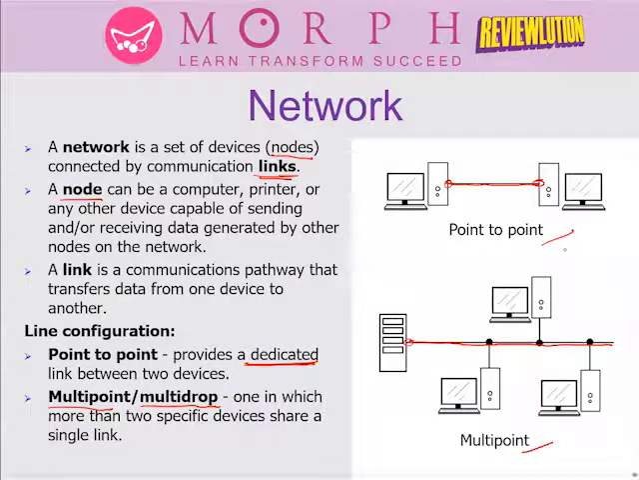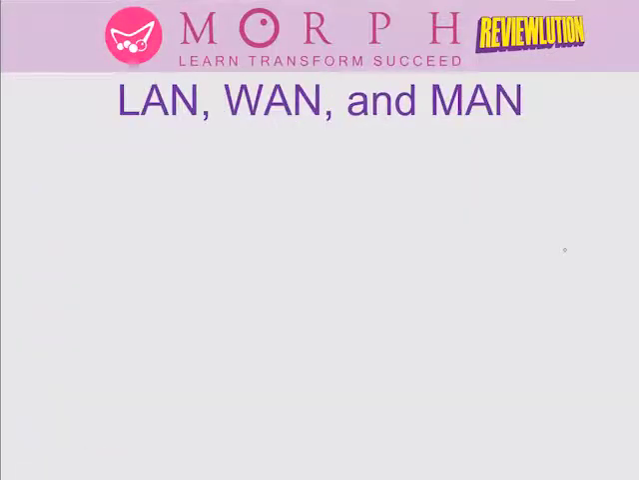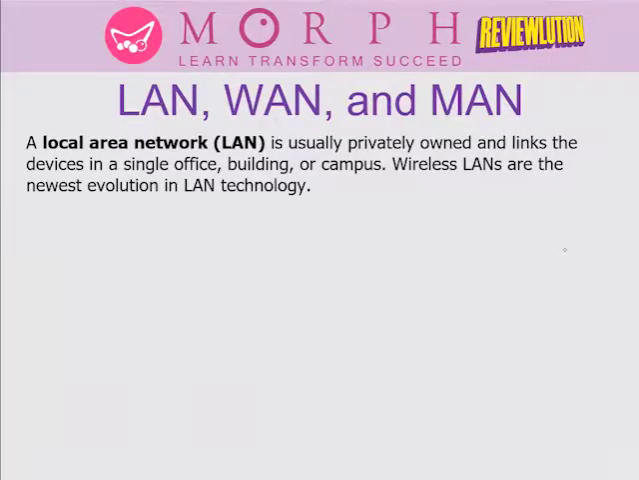So ngayon na alam na natin yung mga line configuration, let's talk about this difference ng mga laki ng ating mga networks, no? So these are the three basic categories ng mga networks natin, no? So we have the LAN. So yung LAN, pinakamaliit yun na network na pinag-usapan natin ng mga connections ng mga computers or mga terminals. So it is usually privately owned and links devices in maliit lang, like isang opisina, isang building, or isang paaralan, no? So it is within a certain boundary lang talaga na maliit, no?